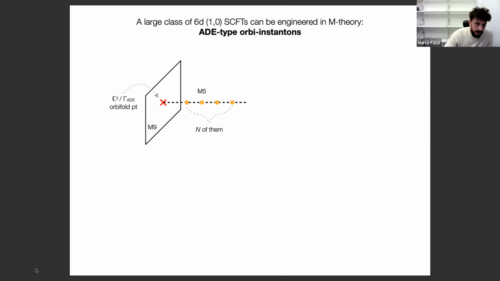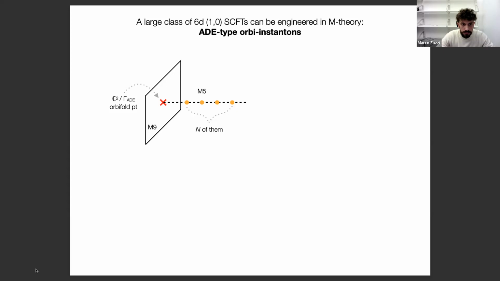So you have M theory on an interval, and you take just half of it. One of the boundaries is this M9 wall that, for example in a duality with heterotic, would carry the gauge degrees of freedom of an E8 Lie algebra.